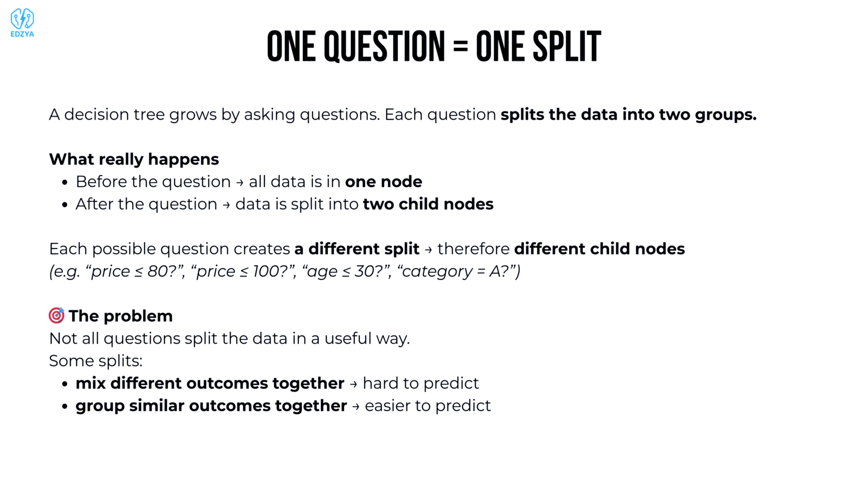The problem is that not all questions split the data in a useful way. Some splits mix very different outcomes together, which makes prediction difficult. Other splits group similar outcomes together, which makes prediction easier. So the tree must decide which question produces the better split.